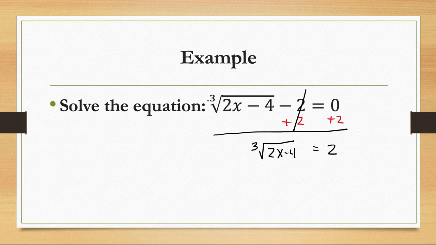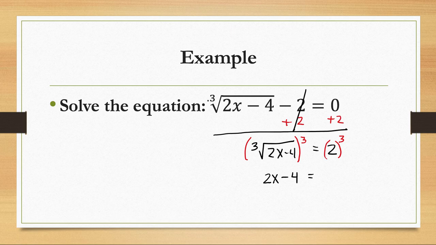Then raise both sides of the equation to the appropriate power. So again, if we're talking about a cubed root, to undo a cubed root, we're going to raise both sides to the third power. And we have to do it to both sides to keep the equation equal. So when you raise a third root to the third power, they sort of cancel each other out. And the only thing that you're left with is what's underneath, which will be the 2x minus 4.